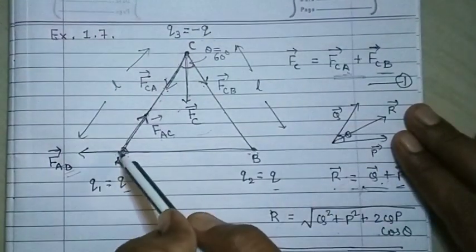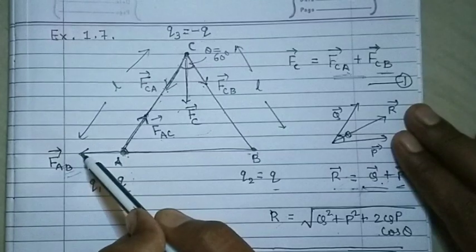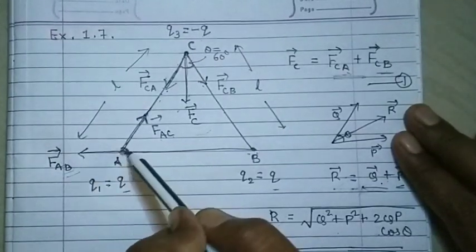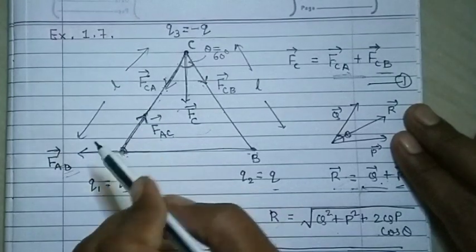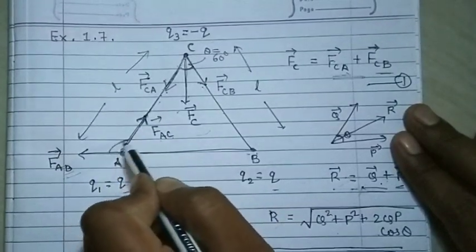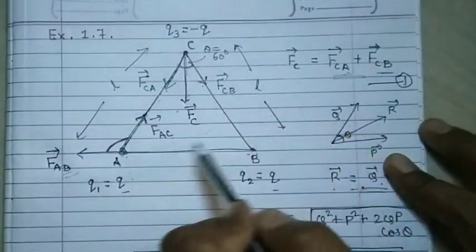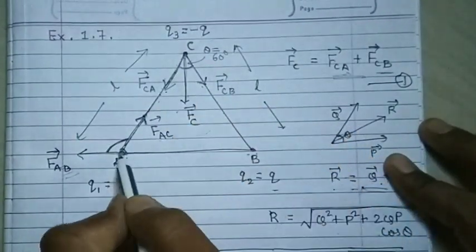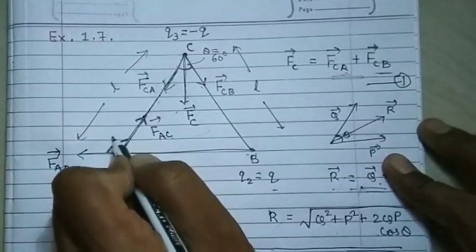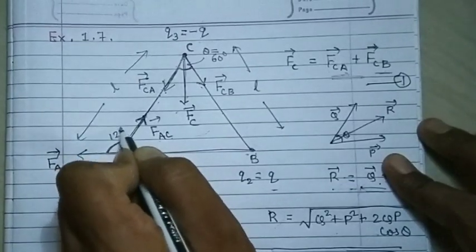Now one vector is this. One vector means one force. Force is a vector quantity, and the other is in this direction. And here you can see that the angle between these two vectors, as it is an equilateral triangle, you can easily make out that this angle now will be 120 degrees.